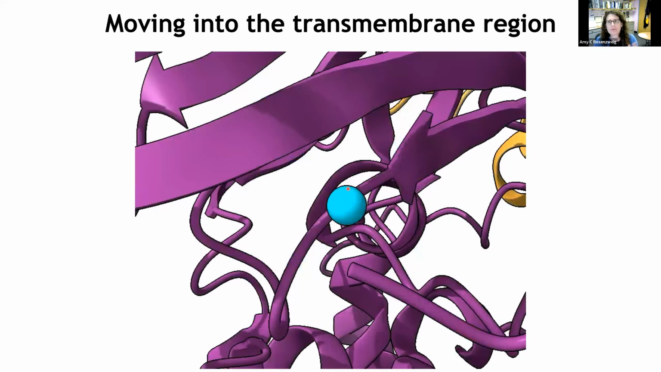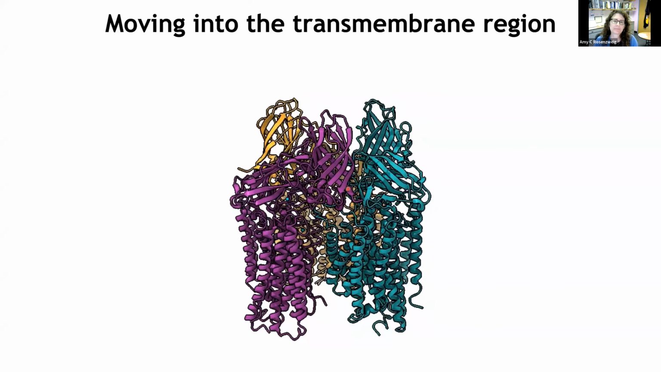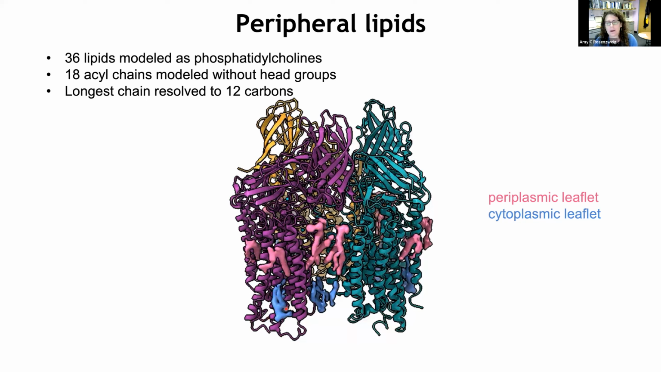So now we'll move into the transmembrane region of the protein. So I'll zoom back out. And what we saw were many densities corresponding to lipids. So you can see those here in pink and blue. So you can see the head groups and the hydrophobic tails. So you see these sort of densities on top, and then these split densities for the tails of the lipids. So we were able to model about 36 lipids in the structure.